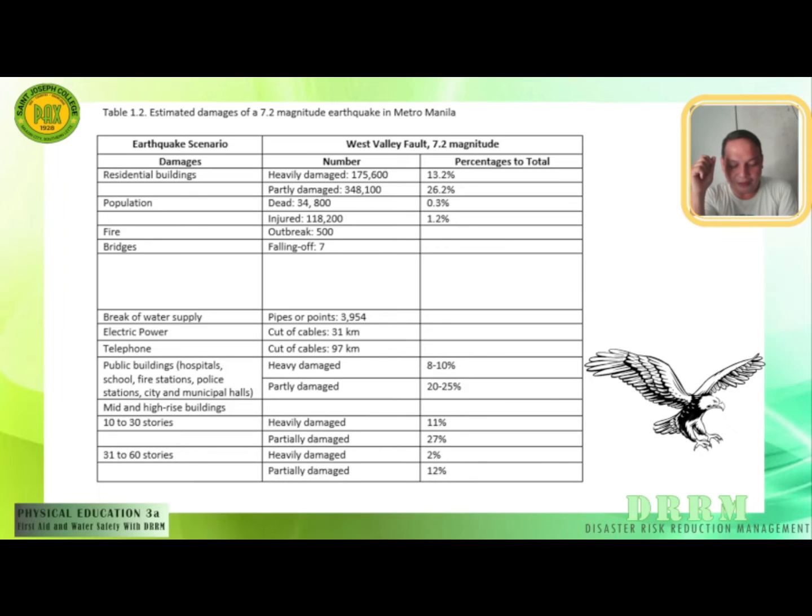So what will happen, for example, if you are on a bridge when it collapses? At the very least, the best way is to have people equipped with knowledge, skills, and the right attitude on how to escape and what to do during a disaster. And the rest are in the table.